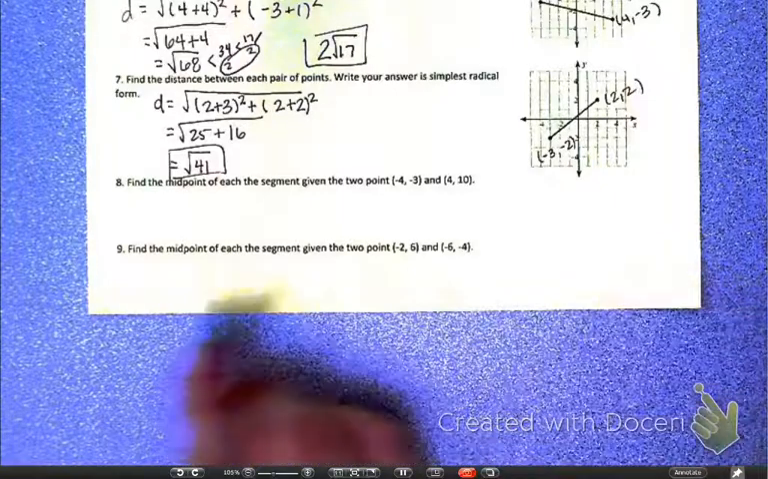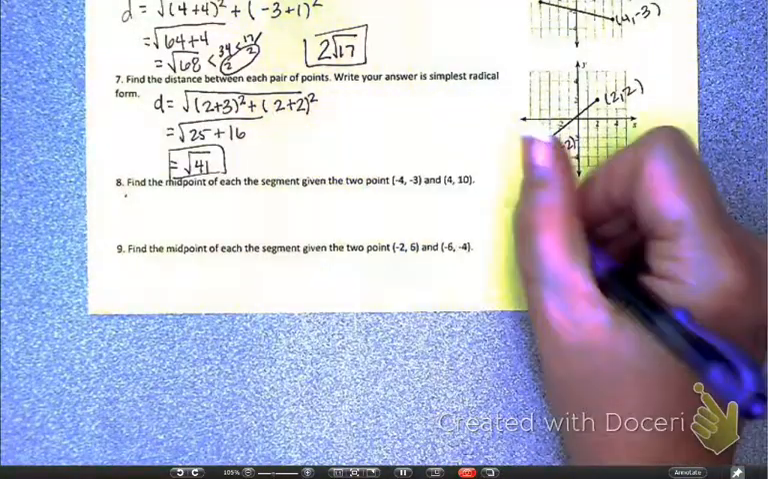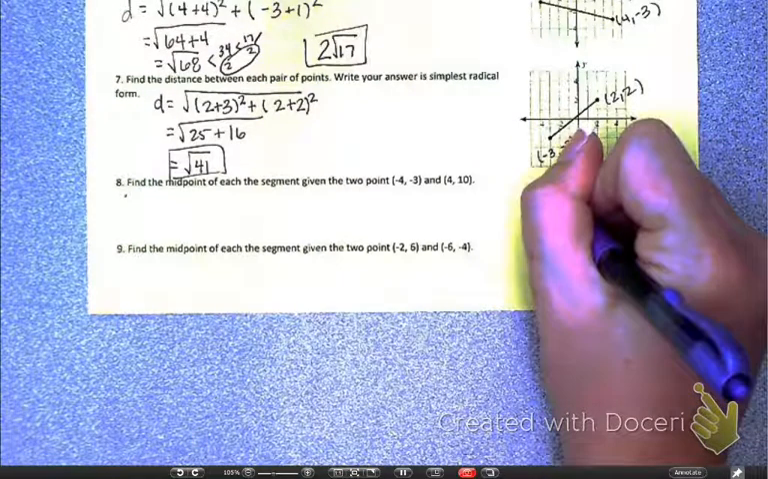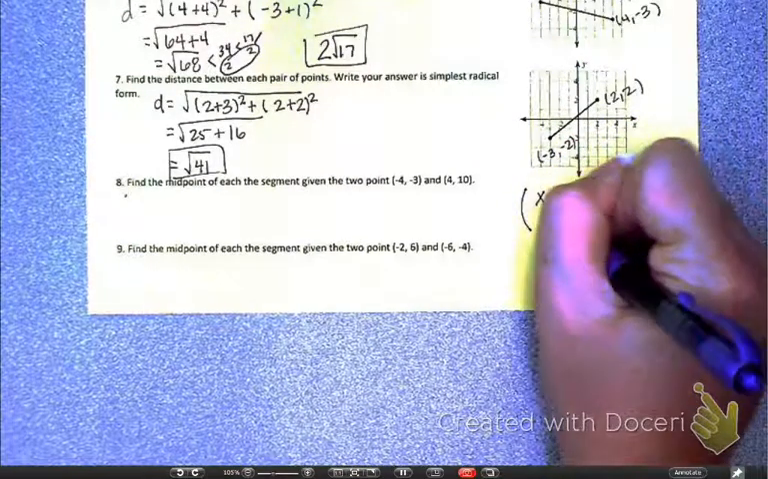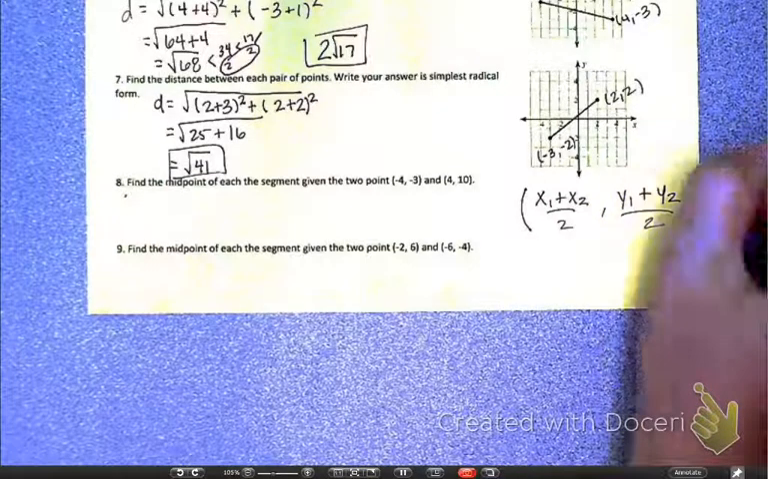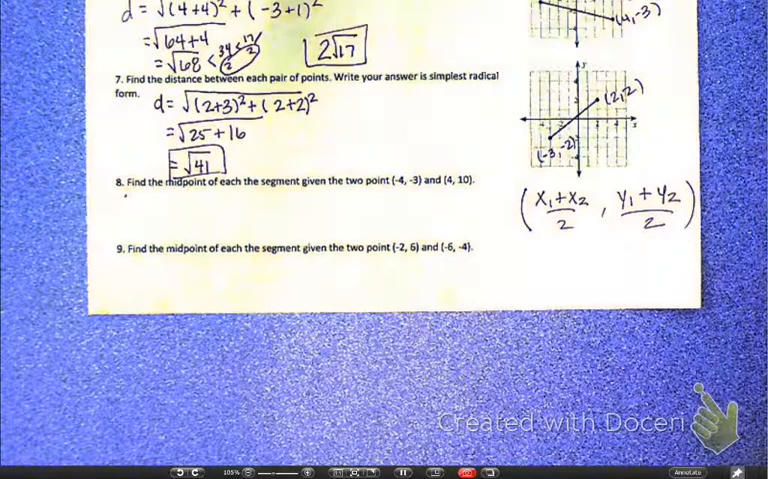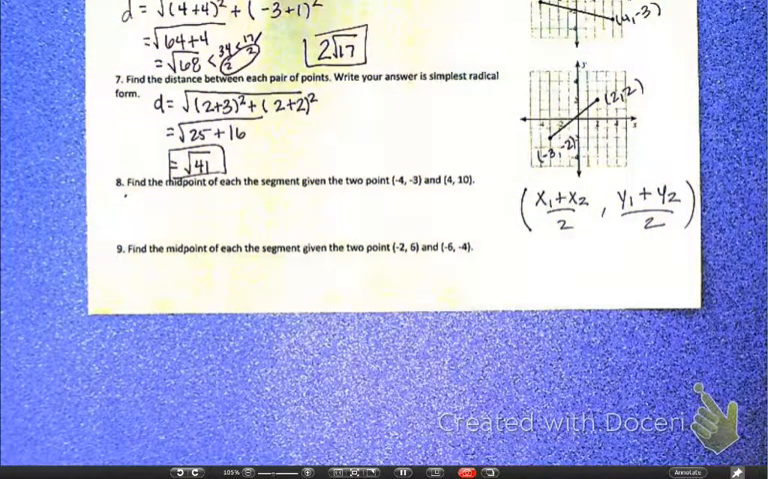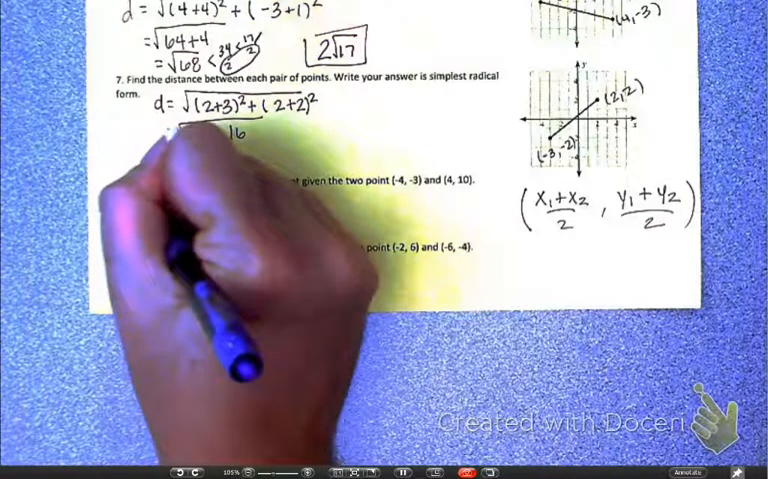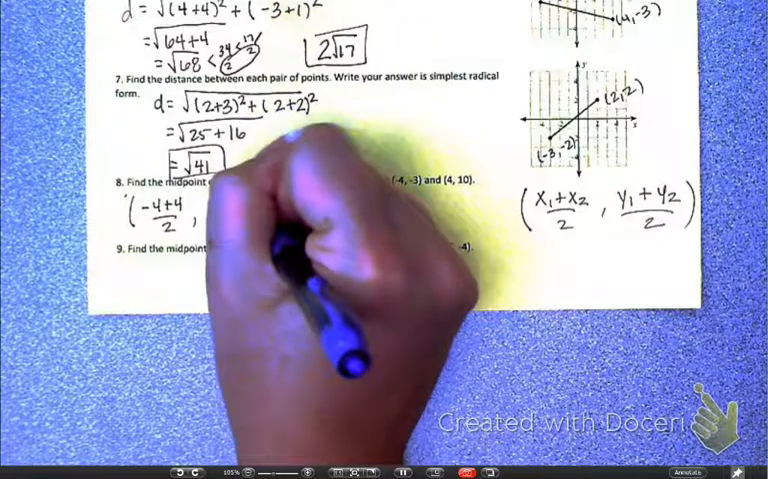Number 8, find the midpoint. Okay, here's another formula you need. What is the midpoint formula? x1 plus x2 over 2 and y1 plus y2 over 2. Good. Okay, so you're adding the x's together and dividing by 2, and then you're adding the y's together and dividing by 2. So, -4 plus 4 divided by 2, and -3 plus 10 divided by 2.